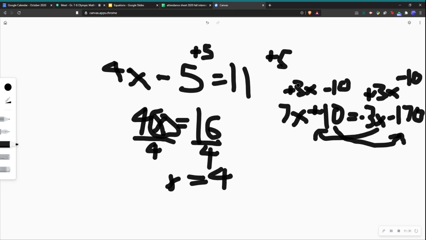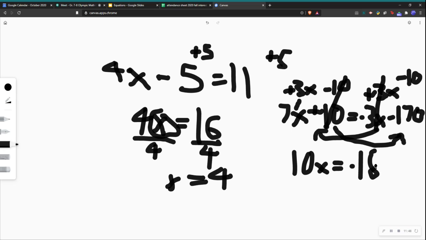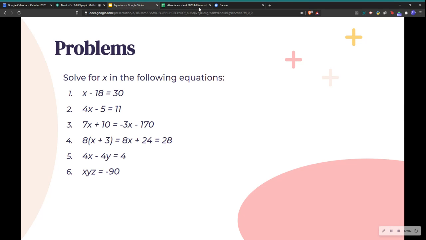So now we have 7x plus 3x. This will give us 10x. Okay. So 7x plus 3x is 10x. Here we have negative 170 minus 10. That's negative 180. And so now we divide both sides by 10. Not going to show it here, but this should give you x is equal to negative 18. So that's how you get the answer for question 3.